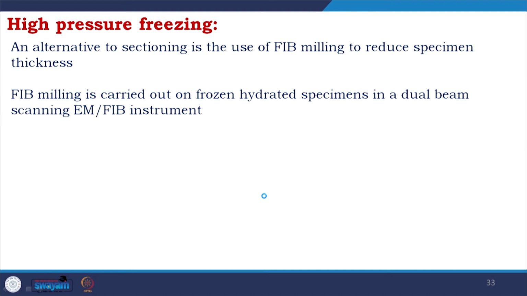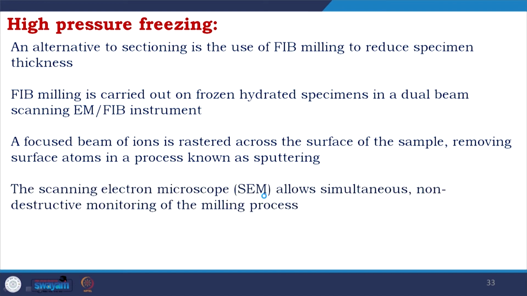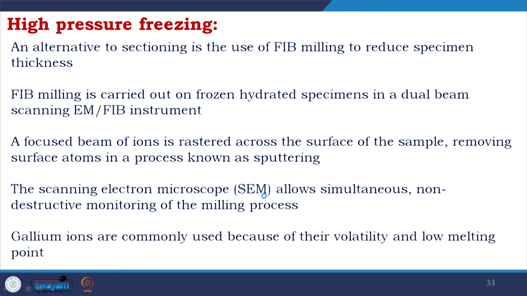FIB milling is carried out on frozen hydrated specimens in a dual beam scanning electron microscopy and FIB instrument. A focused beam of ions is rastered across the surface of the sample, removing surface atoms in a process known as sputtering. The scanning electron microscope allows simultaneous non-destructive monitoring of the milling process. Gallium ions are commonly used because of their volatility and low melting point.